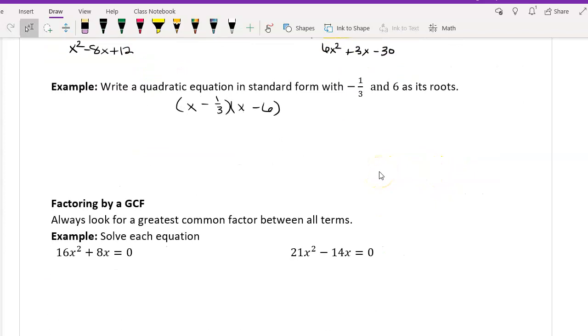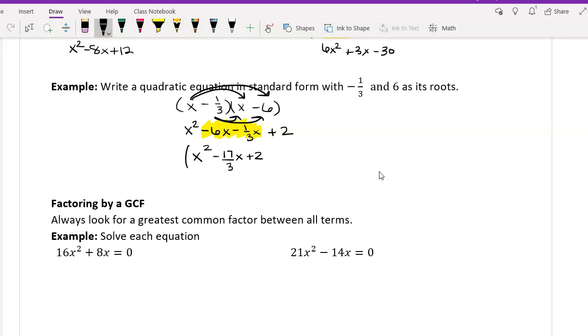So now let's distribute. So we get x times x, which is x squared, x times negative 6, which is negative 6x, negative 1/3 times x, which is negative 1/3 x, and negative 1/3 times negative 6, which is a positive 2. Just like before, these middle terms are going to simplify. We get x squared minus 17/3 x plus 2.